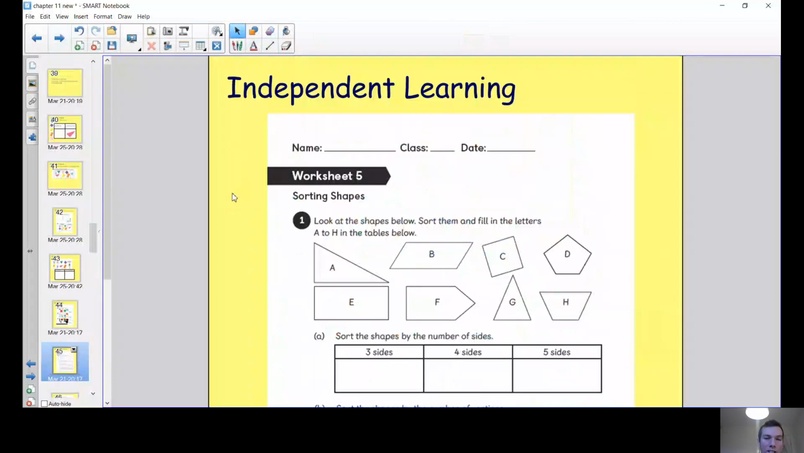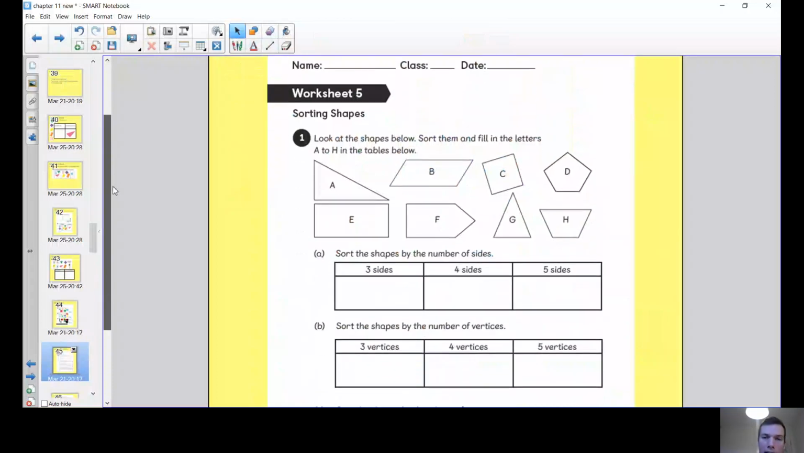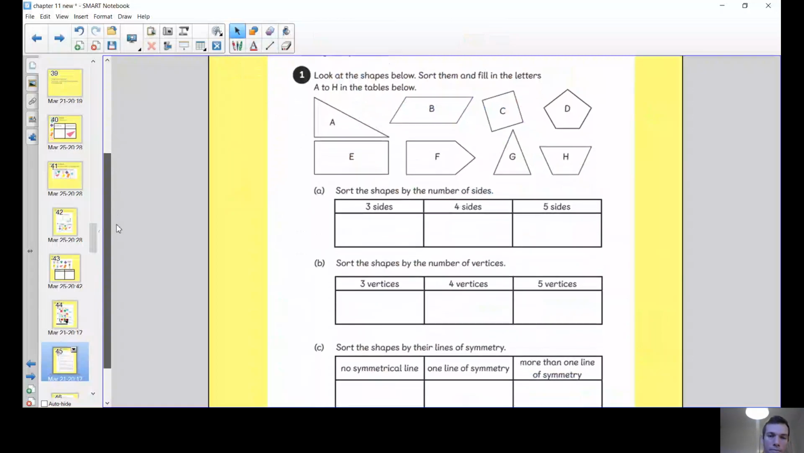Now your worksheet today is all about sorting the shapes like we've been doing together at the beginning here. So can you fill in the letters A to H in the tables below? First of all, they want you to sort the shapes by the number of sides. 3 sides, 4 sides, 5 sides. And fill in the letters A to H. So we don't want you to draw lines and link them up like that. It will get really messy if we do that on all of these boxes. Instead, we want you to write the letters.